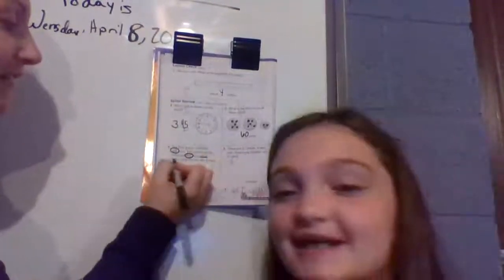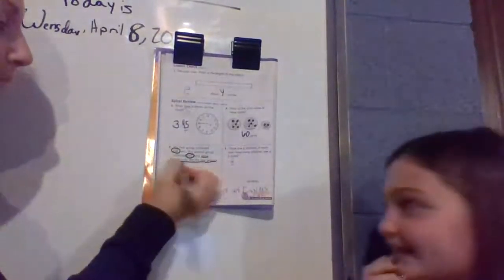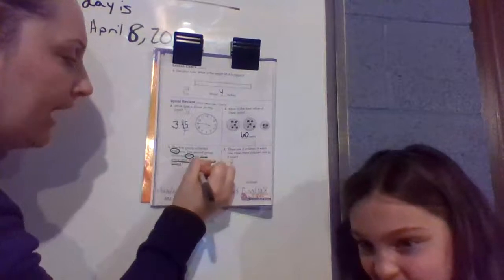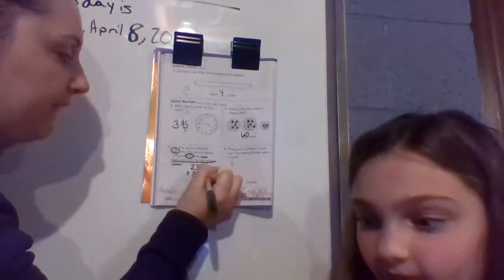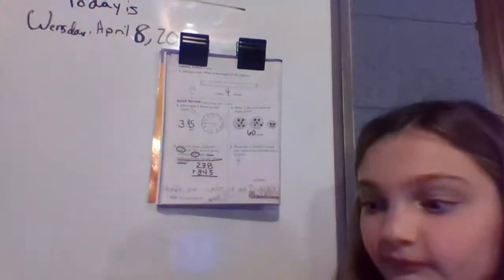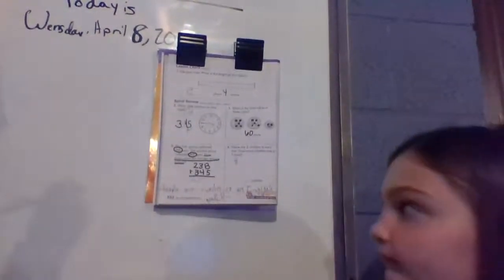Subtract. It doesn't say that. So we're actually going to combine the 2. And when we combine, we're going to add up and down. So 238 plus 345. Now I'm going to give everybody a minute to try to solve that.